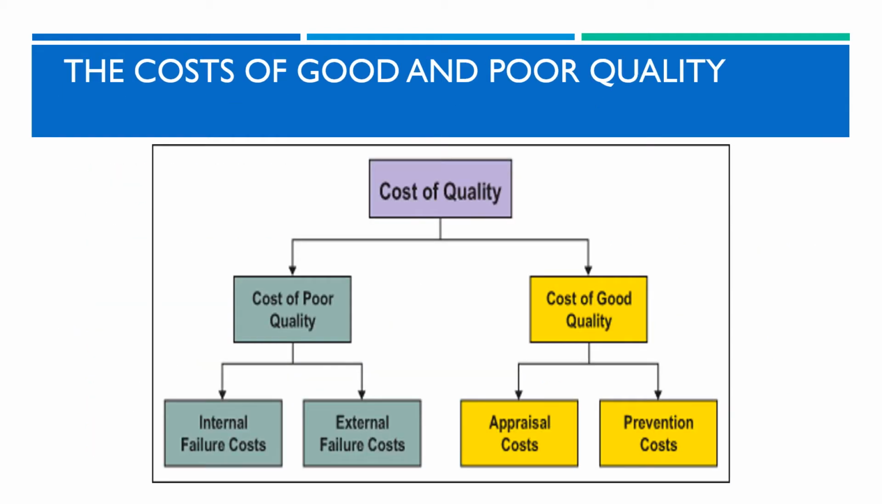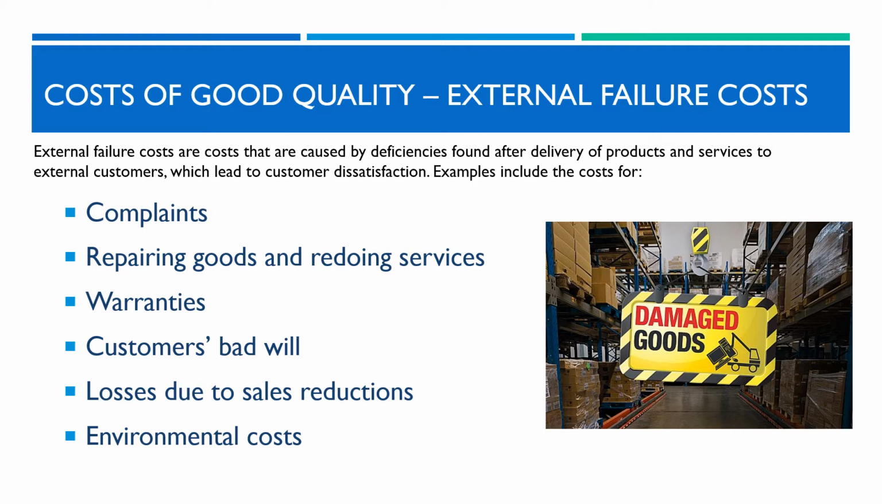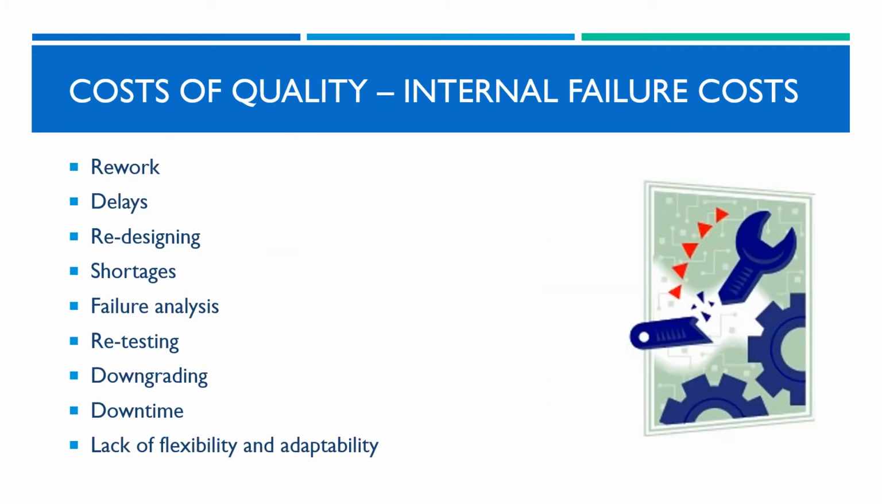We can see the costs of quality in this illustration. External failure costs are costs that are caused by deficiencies found after delivery of products and services to external customers, which lead to customer dissatisfaction. Examples include the cost for complaints, repairing goods and redoing services, warranties, customers' badwill, losses due to sales reductions, and environmental costs. Examples of internal failure costs include the cost for rework, delays, redesigning, shortages, failure analysis, retesting, downgrading, downtime, and lack of flexibility and adaptability.